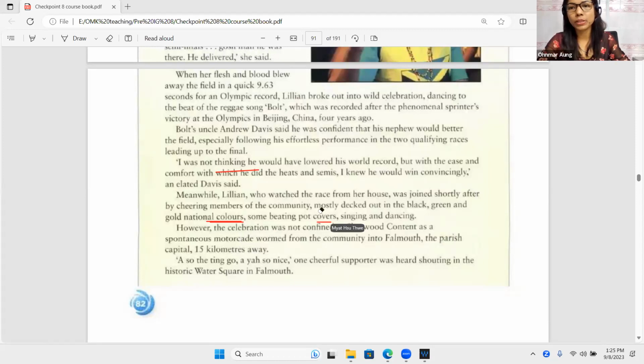Wait a minute. I will check. Green and blue is correct. National color, some PTM for covers. I don't think it is illustration because there's a comma and national color, some PTM pot covers. No, I'm not sure.